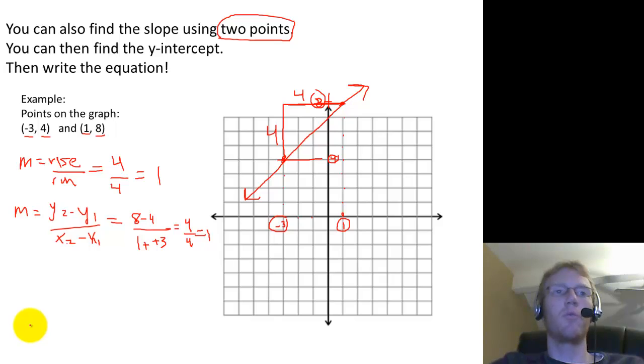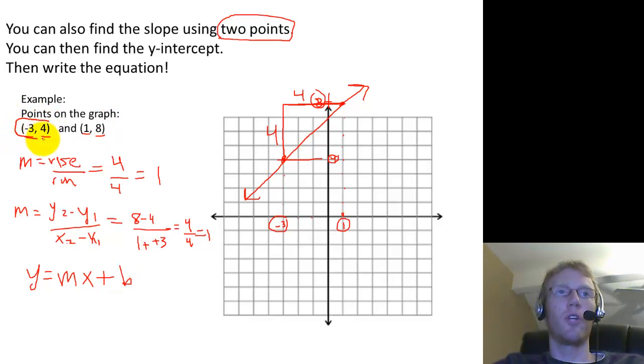And we know the slope. So we can write the formula. We can find the y-intercept. So we know the slope, so we can write y equals mx, instead of writing, plus b. Okay. So now, I have this coordinate point, and I have this coordinate point, and I know that m equals 1.